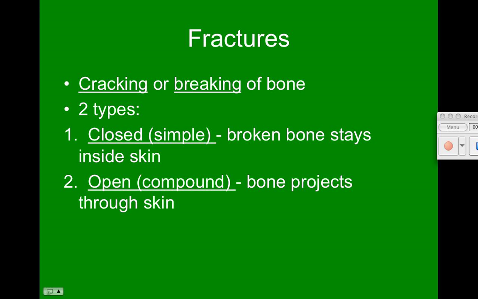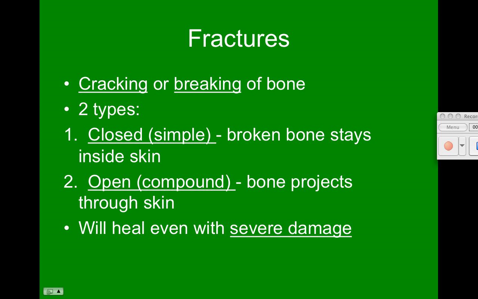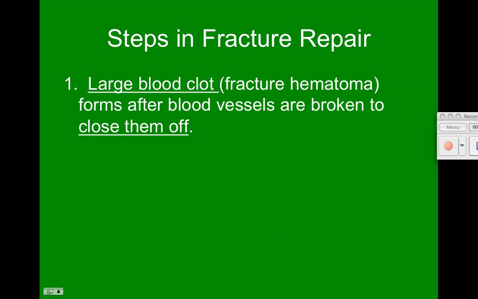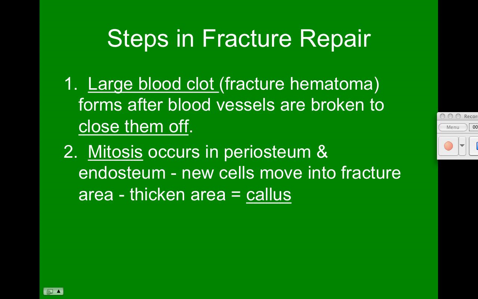Now, despite the type of damage that we can create with this, no matter what, our bones will heal, even if we have severe damage, but it can take up to a year. So here are the steps in terms of how bone fracture repair happens. The first step is we get a fracture hematoma, which is simply a large blood clot that forms because we've got blood vessels. When we break bone, we're going to break blood vessels, so we need to close them off. Then mitosis, cell division, occurs in the periosteum and in the endosteum, and the new cells move into the fracture area and form a thickened area called the callus.